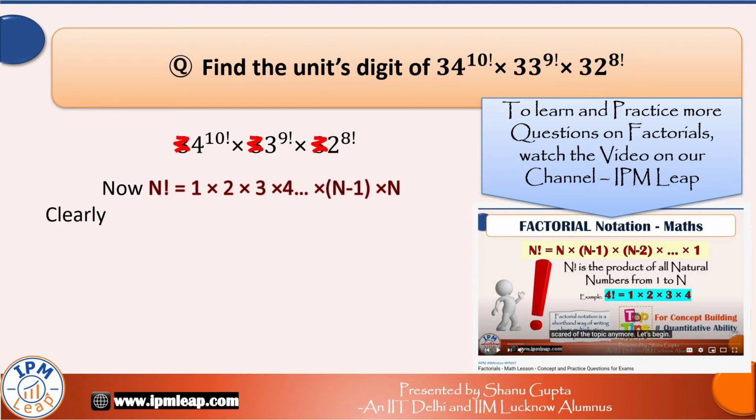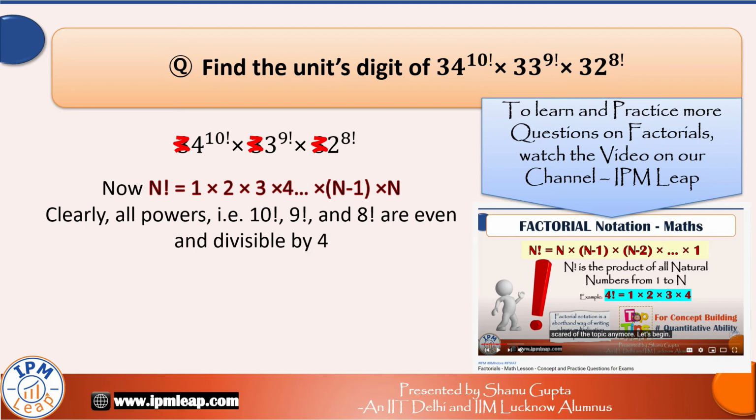Clearly, all powers, that is 10 factorial, 9 factorial and 8 factorial, are even and also divisible by 4. Because to evaluate these factorials, we have to first multiply numbers from 1 to 4 and then the further numbers. They are all multiples of 4.